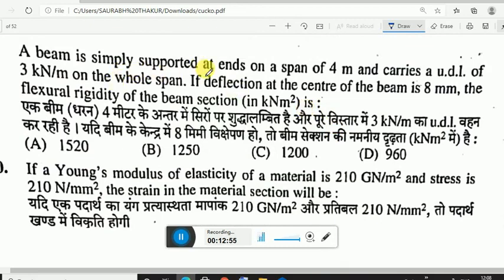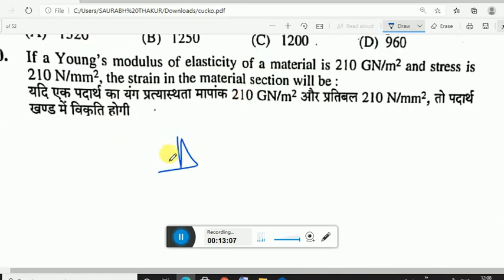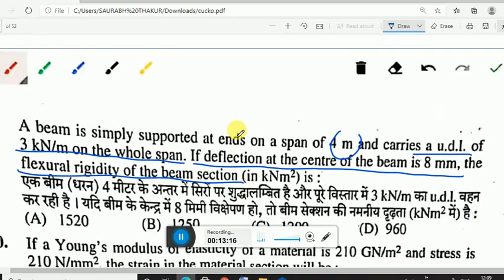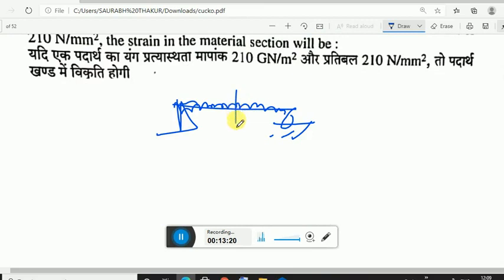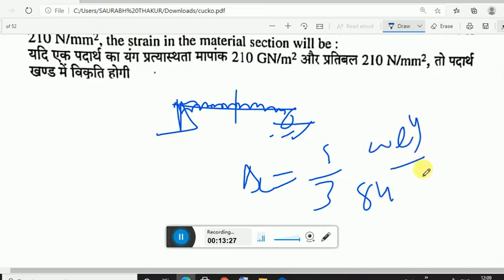A beam is simply supported at the ends of a span 4 meter and carries a UDL of 3 kN on the whole span. If deflection at the center of the beam is 8 mm, find the flexural rigidity of the beam section. Actually, it is a formula, and I expect from you that you must remember this formula. Simply supported at the ends on a span carrying UDL, if you are talking about deflection at the center, you would be getting 5/384 WL to the 4 upon EI.